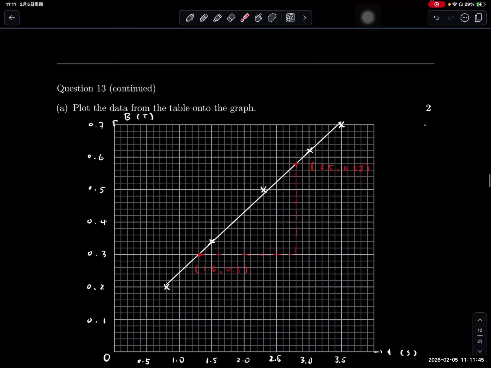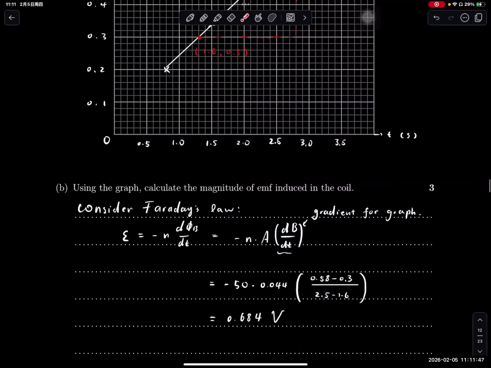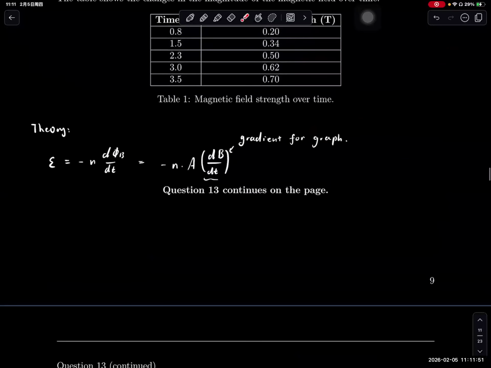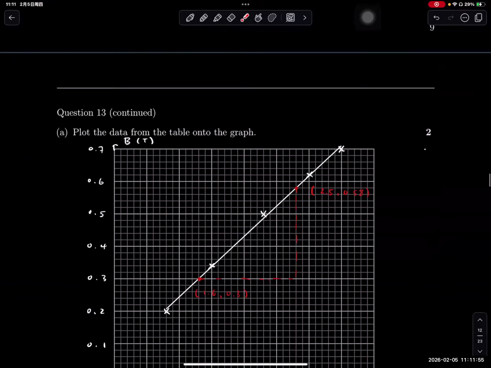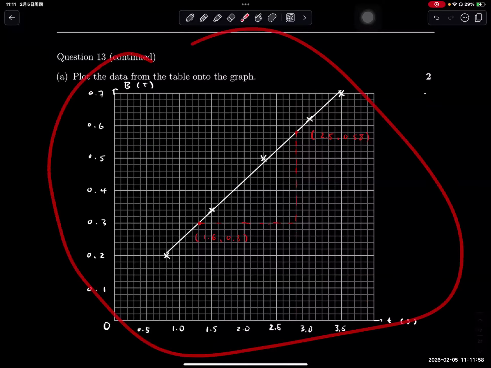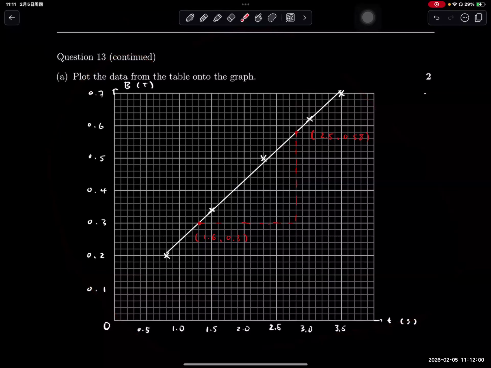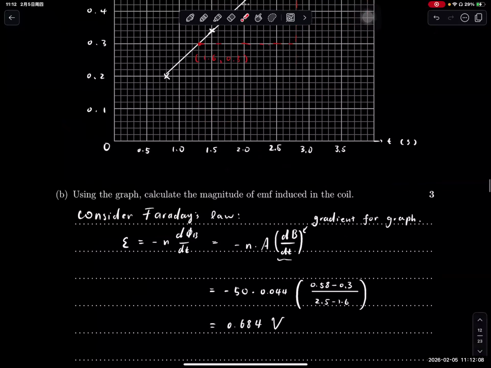So if you look at question B, it says to use the graph to calculate the magnitude of the EMF produced. So this is our model. We'll get to the theory later, but the plot just goes like this, right? Again, I have designed the grid so that you can plot everything nicely, okay? Question B says to use the graph.